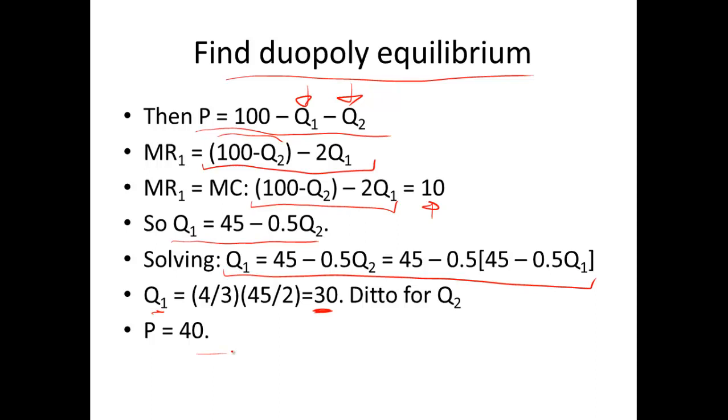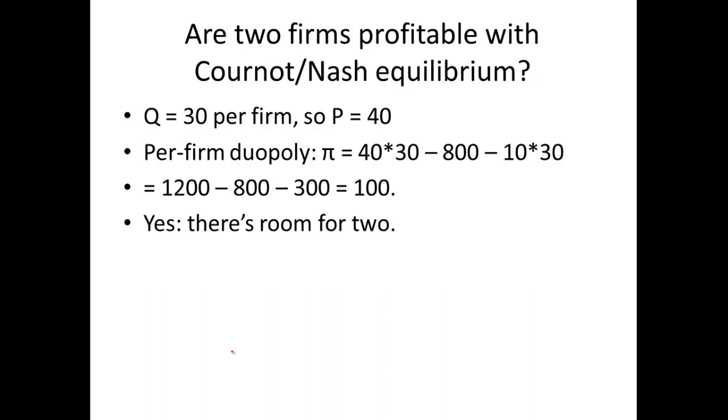So that's the duopoly equilibrium, but we still have to ask whether each of the duopolists is profitable. So here we are asking that question. Are the two firms profitable with the Cournot-Nash equilibrium? As we just said, the quantity is 30 per firm, and that means the price is 40. Just as a reminder, why is that? Because P on the demand curve equals 100 minus Q1 minus Q2. 100 minus 60 is 40.